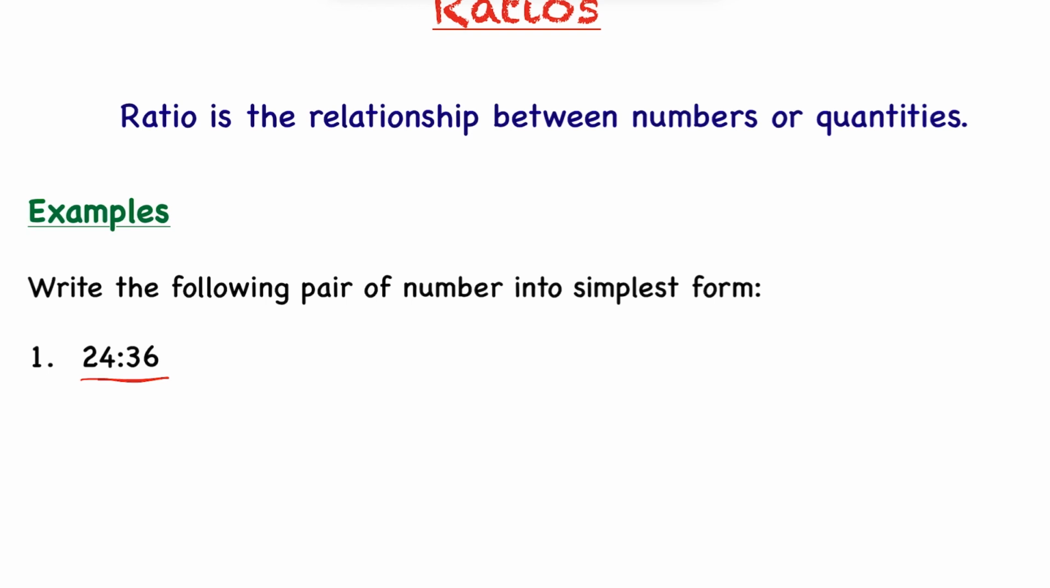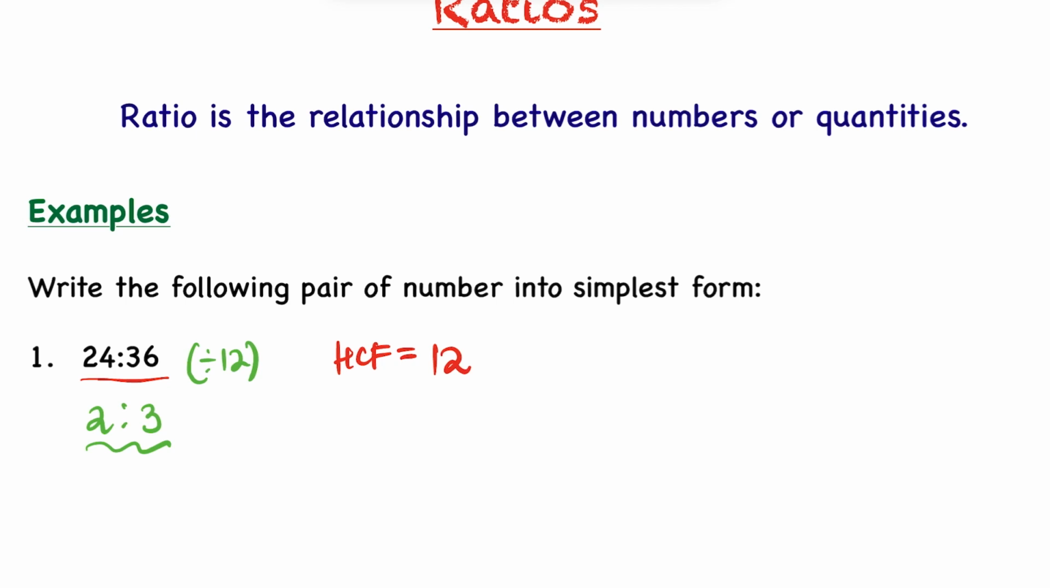Okay. Now let's look at 24 is to 36. The first thing you need to find is the highest common factor. The highest common factor between the two numbers is 12. So what are you going to do with the 12? I'm going to divide both numbers by 12. So 24 divided by 12 is what? It is 2. And 36 divided by 12 is what? It is 3. So now there's this ratio of 2 is to 3.